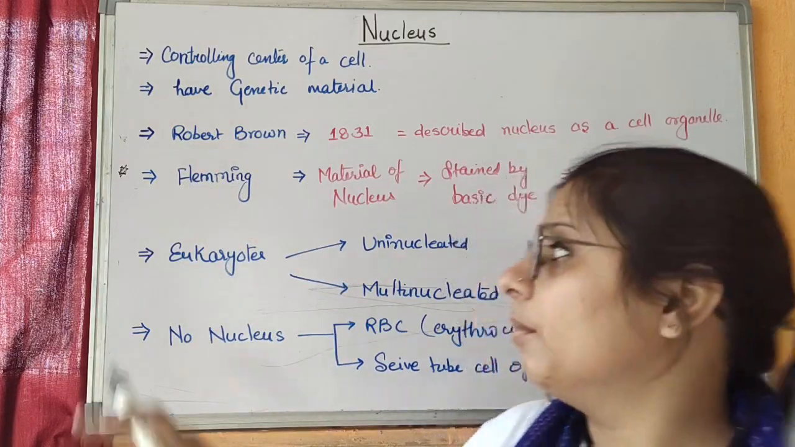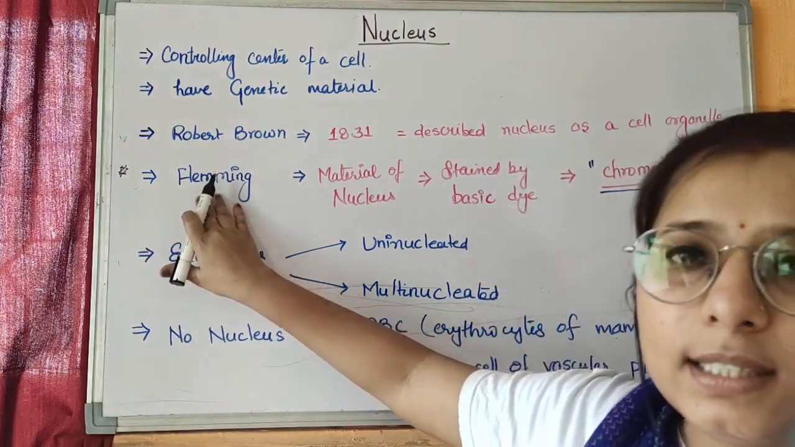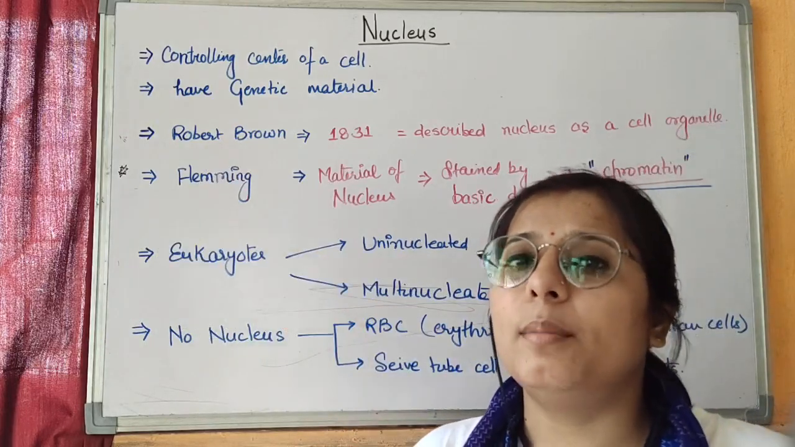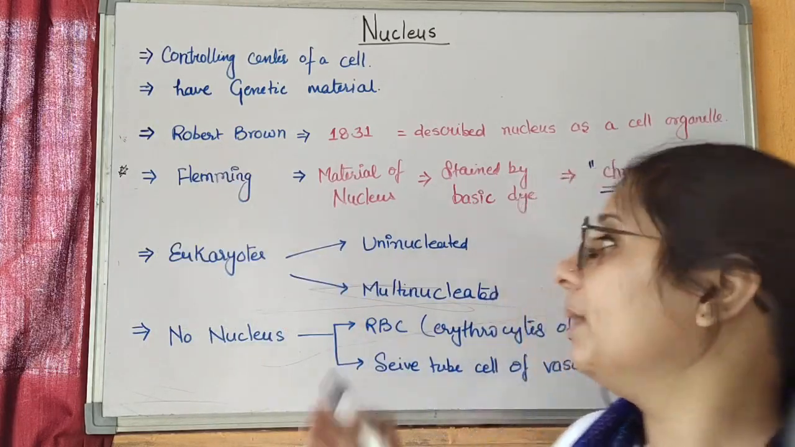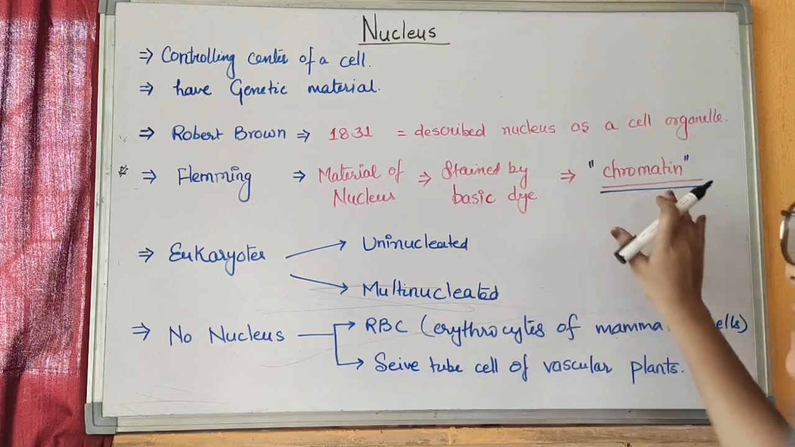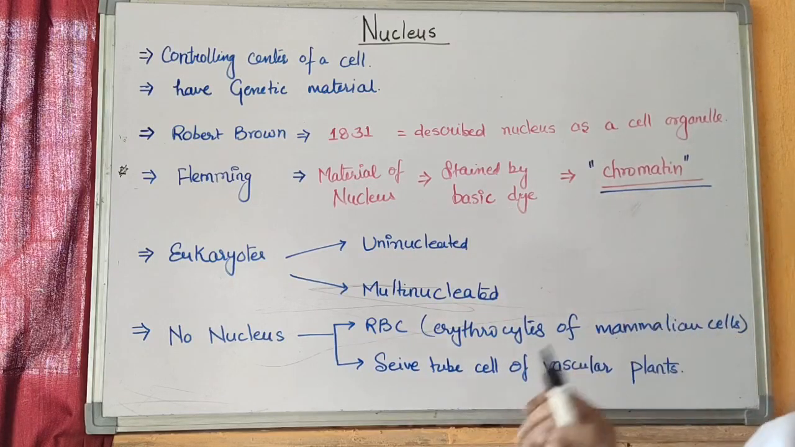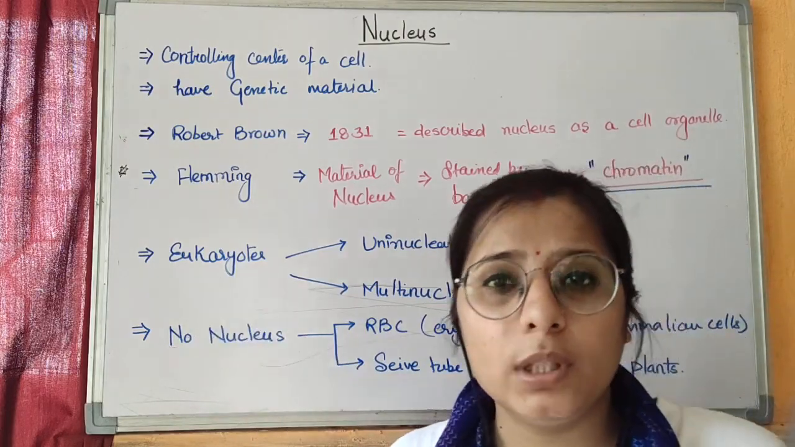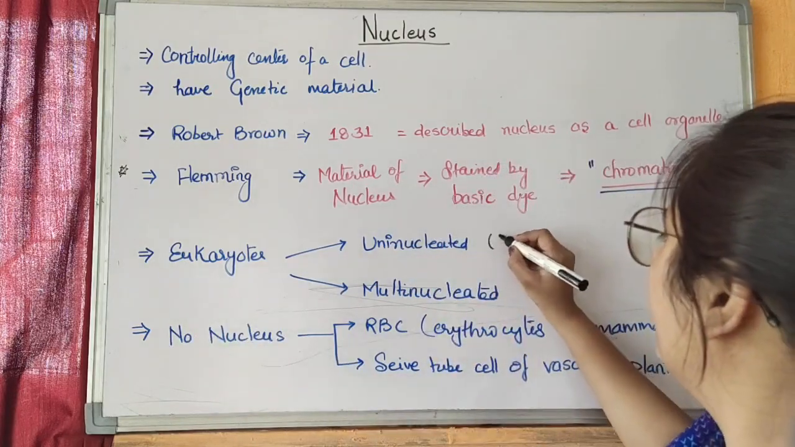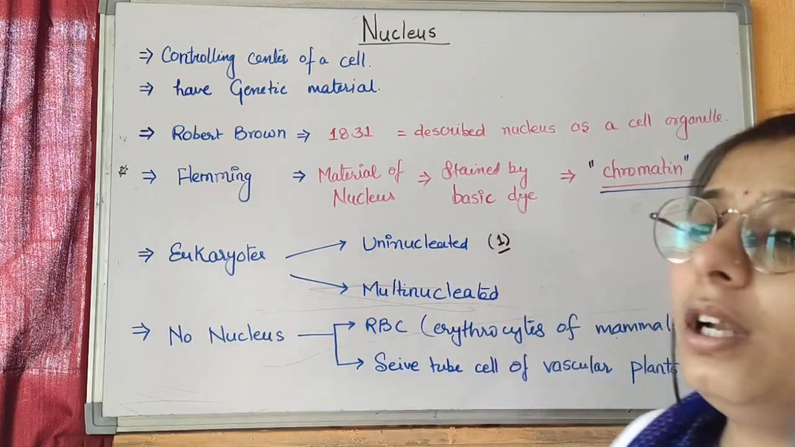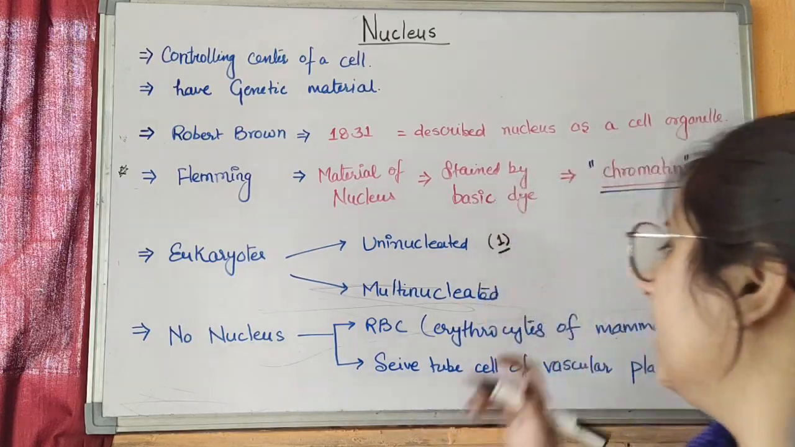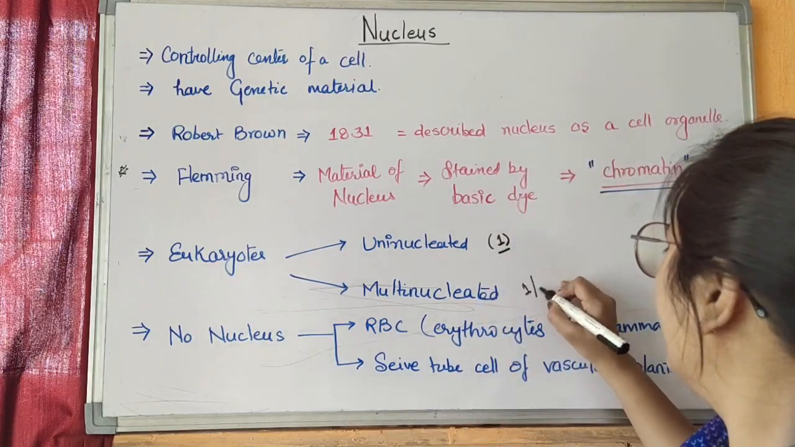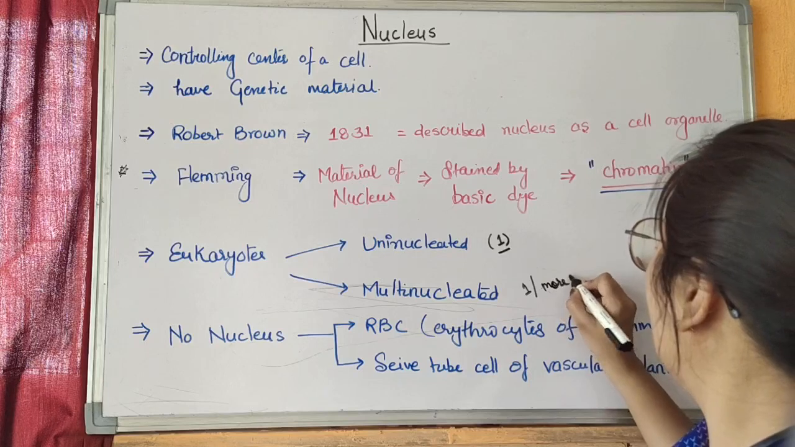of a cell. Later, Fleming was another scientist who stained the material of the nucleus with a basic dye, and he called it chromatin. Later, we know that eukaryotes may be uninucleated, meaning they have only one nucleus, or they may be multinucleated, having one or more nuclei.